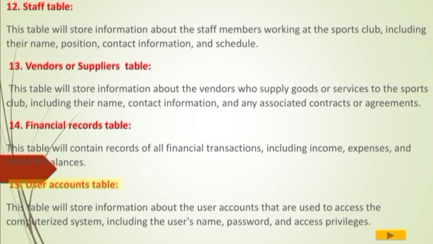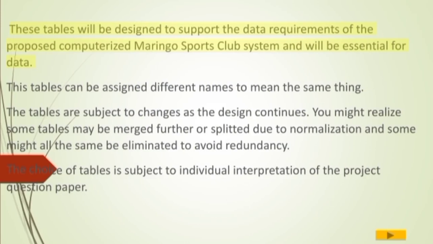15. User accounts table. This table will store information about the user accounts that are used to access the computerized system, including the user's name, password, and access privileges. These tables will be designed to support the data requirements of the proposed computerized Maringo Sports Club system. These tables can be assigned different names to mean the same thing.